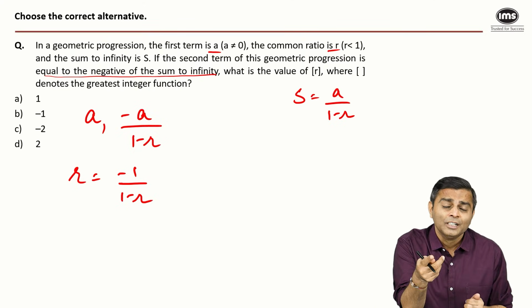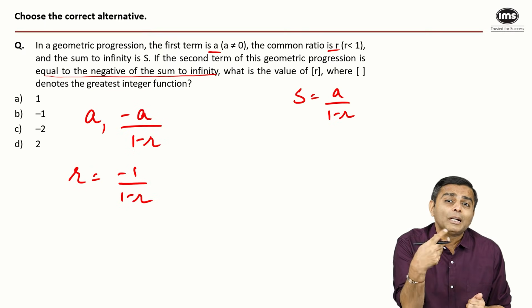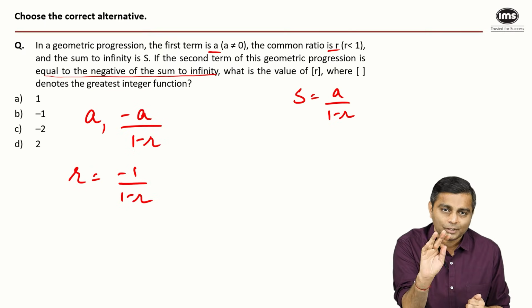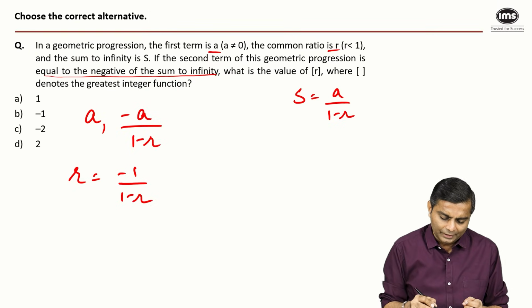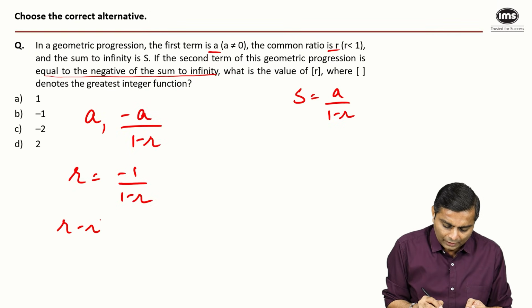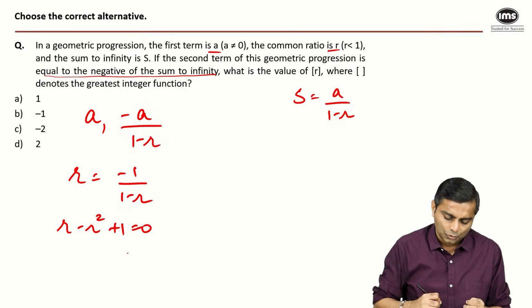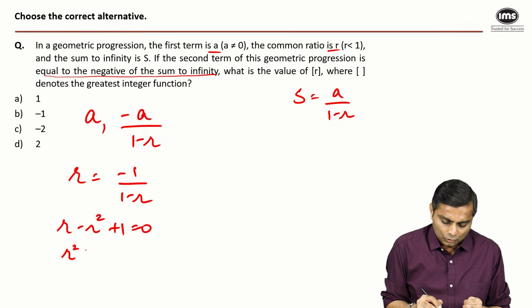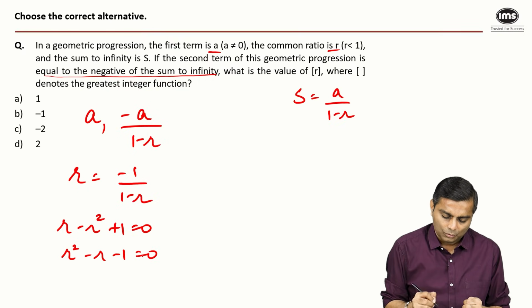And by the observation of the first and second term, we know that if you multiply minus 1 upon 1 minus R, you will reach the second term, correct? So let's quickly multiply this. So we have R minus R square plus 1 equals 0. So R square minus R minus 1 equals 0.